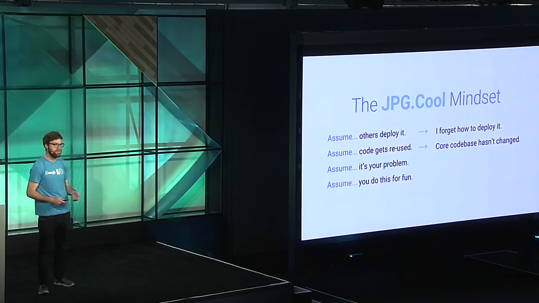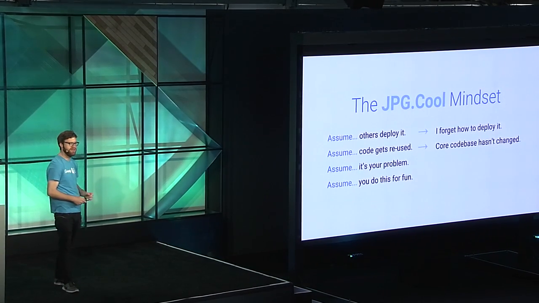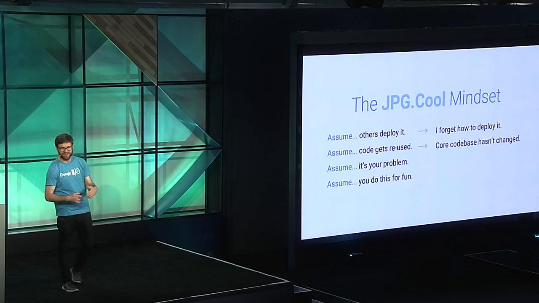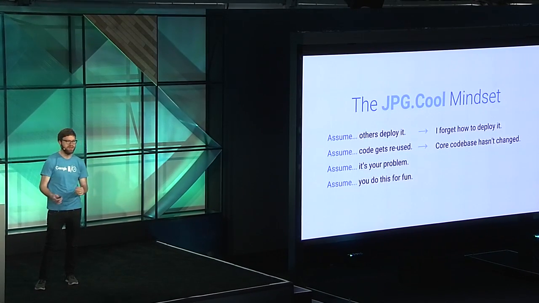Then I assume my code gets reused. The core code base of jpeg.cool hasn't changed in 2 years. However, how I deliver it to you has changed dramatically. In some cases, it was running on just a Compute Engine VM. It ran on a Kubernetes cluster. It's now running entirely on Firebase Cloud Functions, or Google Cloud Functions for Firebase. This has moved around a bunch, but that code has stayed the same. So it's gotten reused a bunch of different ways.